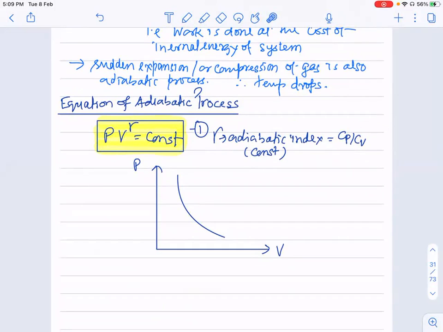Graph is similar to the isothermal expansion, but the slope is more. Isothermal expansion will be like this, and this will be like this. So it has more slope in the PV diagram. So this is the equation. Some numericals are asked from this equation, so we can do one of the numericals based on this equation.